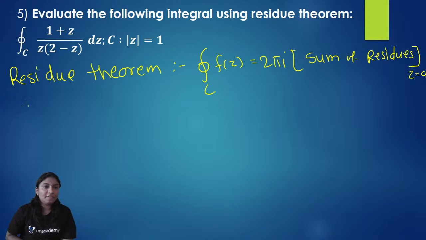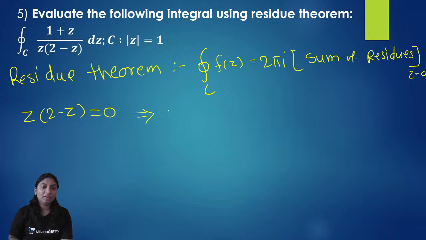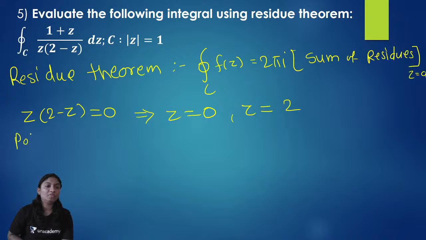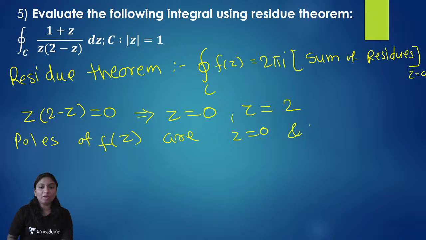Here, how can we calculate the poles of the function f of z? Keep the denominator equal to 0. Equate the denominator to 0, which implies z is equal to 0, and 2 minus z is equal to 0, which implies z is equal to 2. So the poles of f of z are z is equal to 0 and z is equal to 2, which are simple poles.